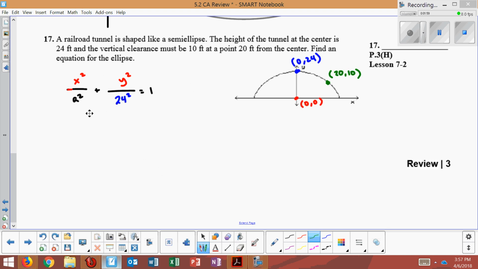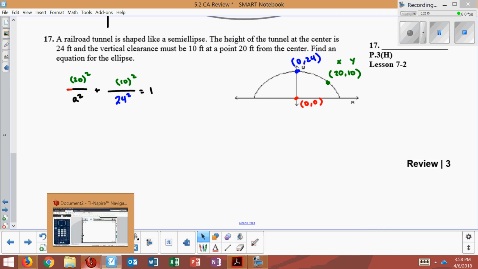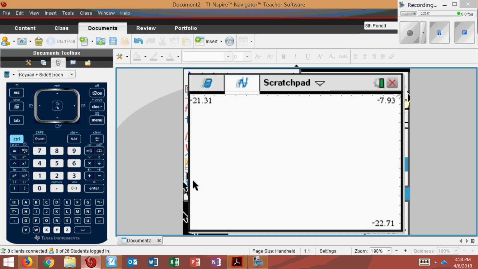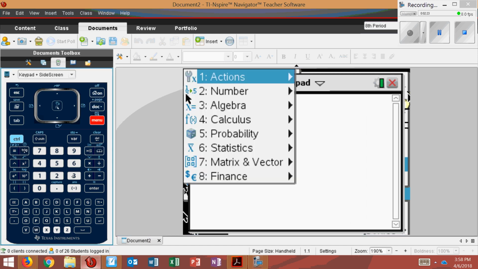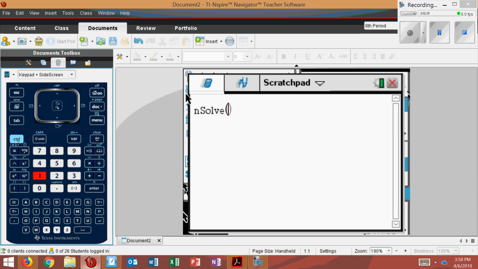If I plug in here 20 and I square it, and up here I plug in the y value, because this is x and this is y, I should be able to solve this for A. Now we could use numerical solve, which is probably the easiest way. So I'll come over here and just clear this here. And so we'll say menu 3.1 for numerical solve, and I'll type in the equation.